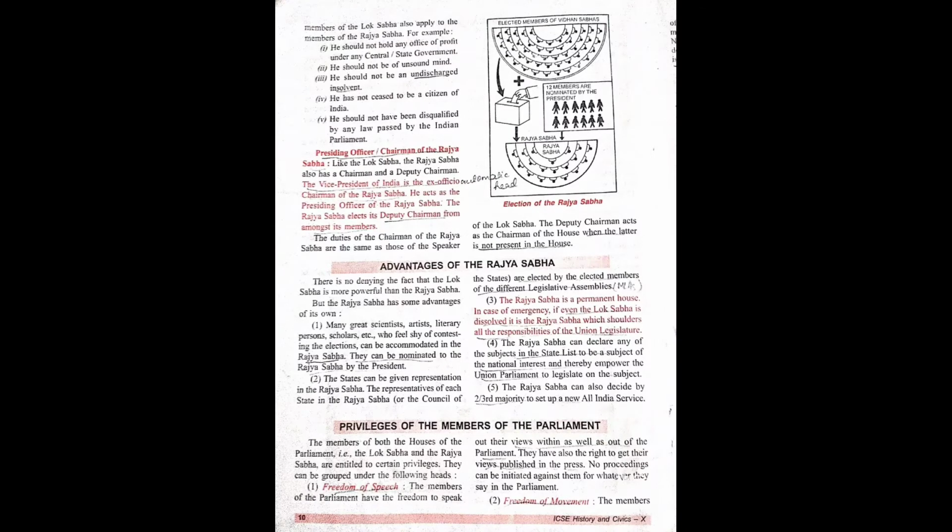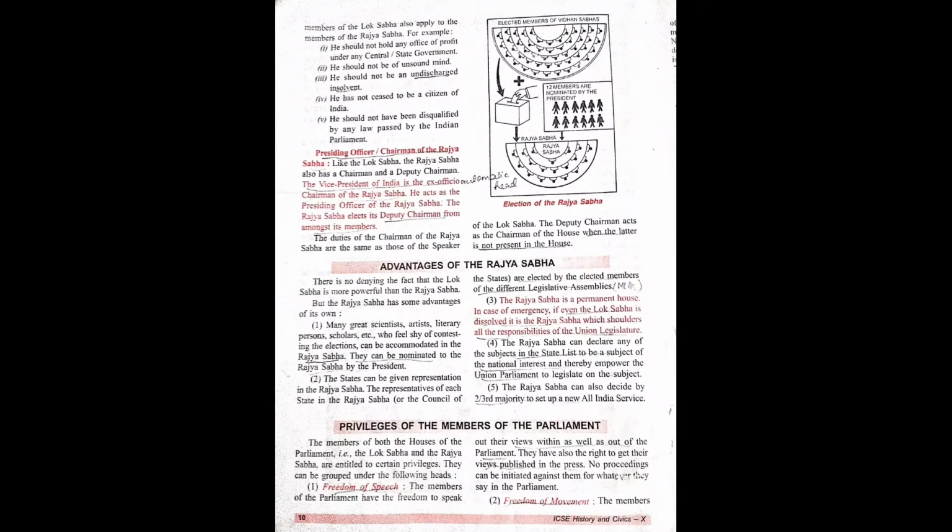So many great persons who feel shy of contesting election and have great knowledge in the field of science, art, literary, or any other fields, they can be nominated by the President in the Rajya Sabha. Like from the field of music, Lata Mangeshkar is nominated to the Rajya Sabha. Sachin Tendulkar from the field of sport is being nominated as a member of Rajya Sabha by the President.